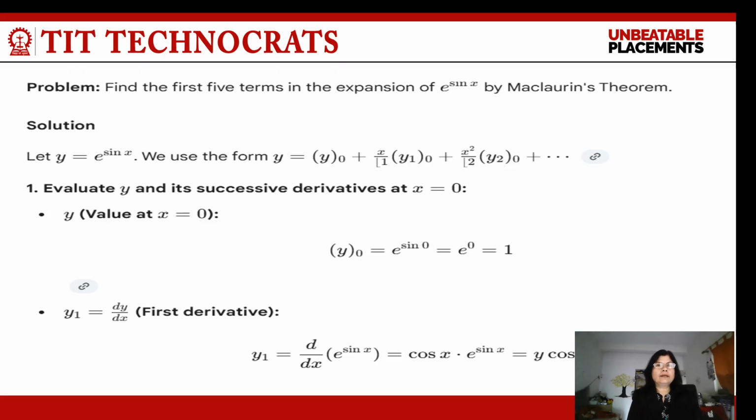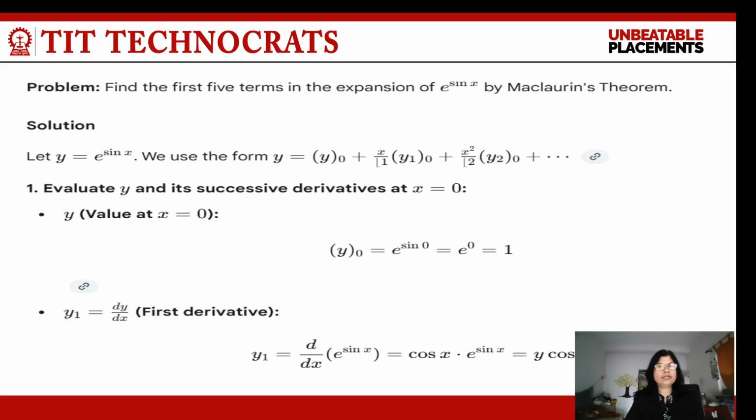Now we can take the next problem, that is find the first 5 terms in the expansion of e to the power sin x by Maclaurin's theorem. So the solution is, let y is equal to e to the power sin x, this function is given in the question. We use the formula y is equal to y(0) plus x upon factorial 1 y1(0) plus x square by factorial 2 y2(0) plus so on.